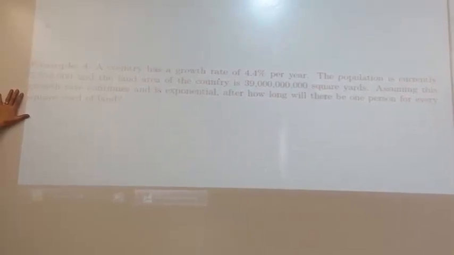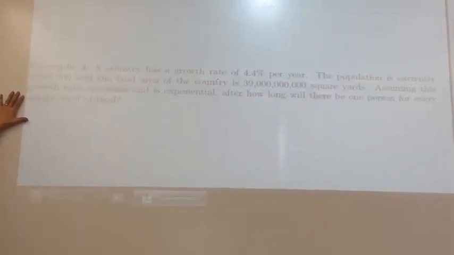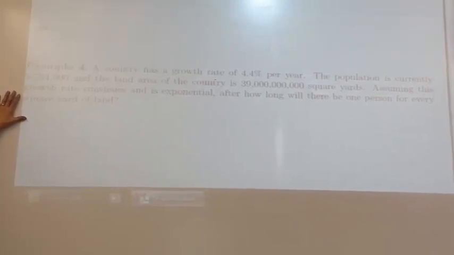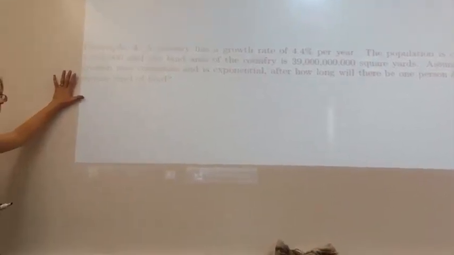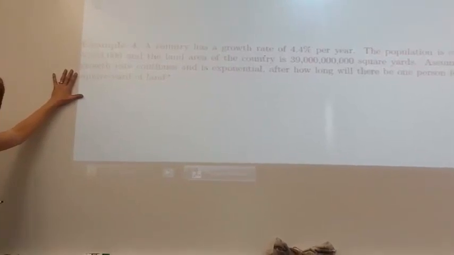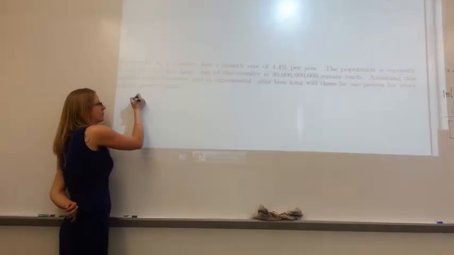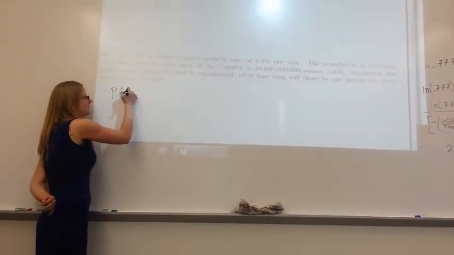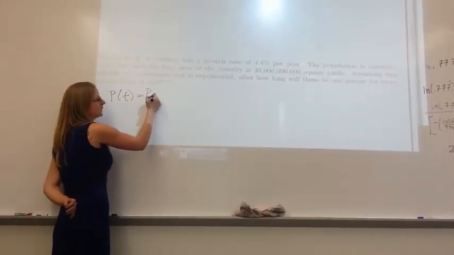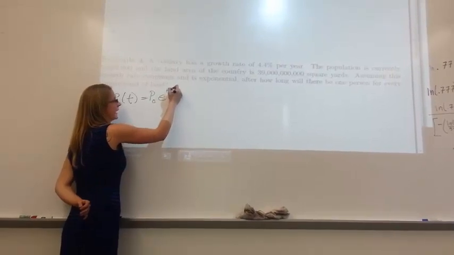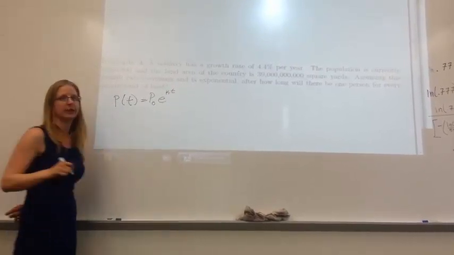So anytime you've got these types of problems, really what you need to do is write down what you know. Is this exponential growth or decay? Growth. Increasing, right? So it's growing. So let's talk about that formula for exponential growth. That formula is P of t equals P naught e to the kt, where P naught is your initial, right?